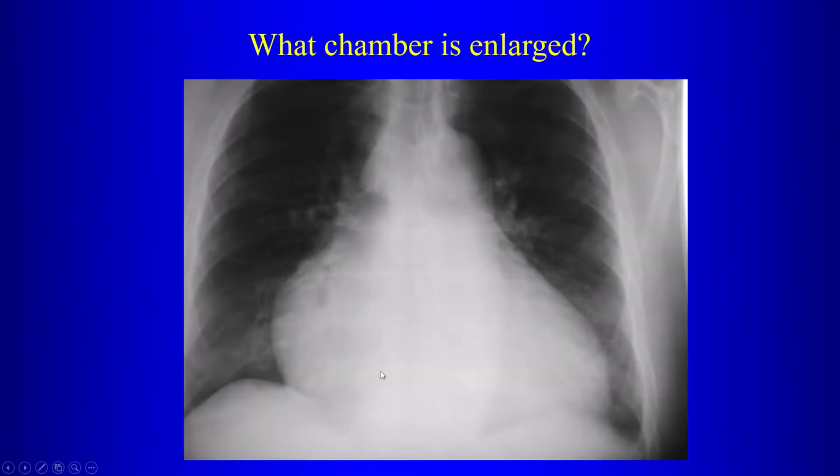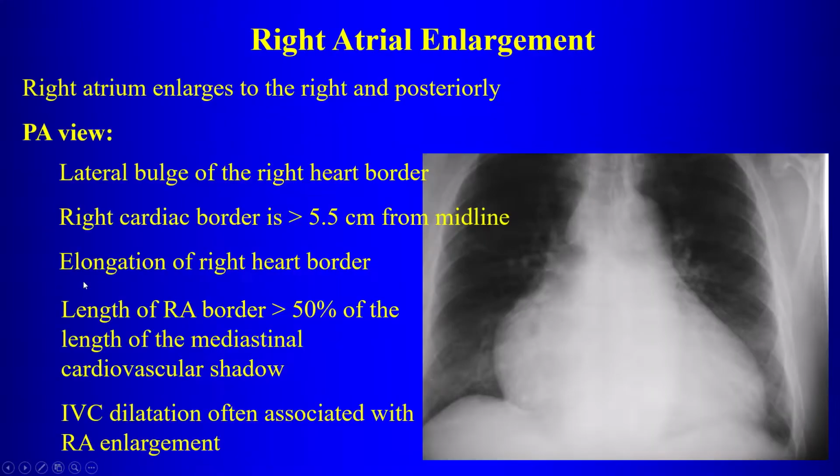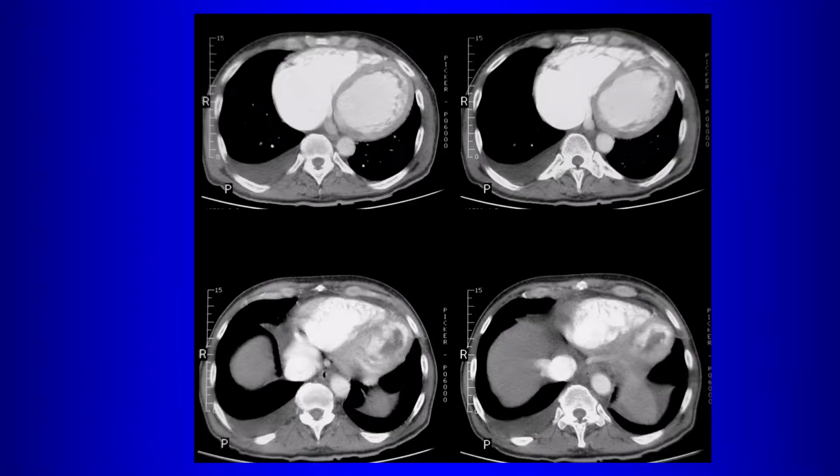Now, when we're dealing with cardiac chambers, if I ask you which chamber is enlarged here, we see this big opacity here, so that represents the right atrium. So that's enlargement of the right atrium. With right atrial enlargement, it enlarges to the right and posteriorly, and you see this big bulge along the right heart border, elongation of the right heart border. The length of the right heart border looks too long. You might also have dilatation of the inferior vena cava because of elevated pressures within the right atrium.